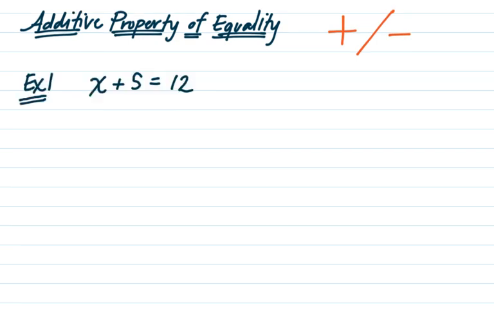Let's do an example. Okay, here we have the problem x plus 5 equals 12. Now this is a classic algebra problem. Algebra is when there's a missing piece of information in an equation. We usually use a letter to represent that, like x or a or y. And we need to figure out what that missing piece of information is.